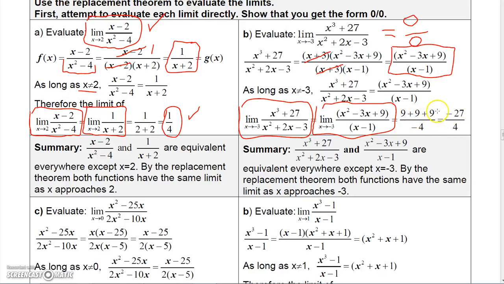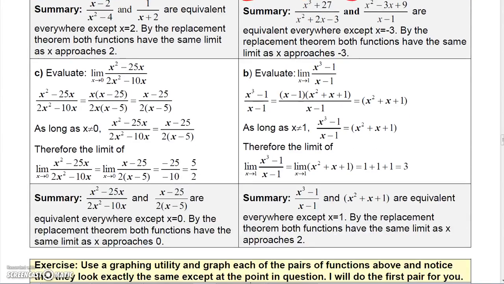I get 27 actually. And then when I plug -3 in the bottom, I get -4. So I have 27 over -4, or -27/4. Okay. You can read my summaries there below. It might help you follow some of this.